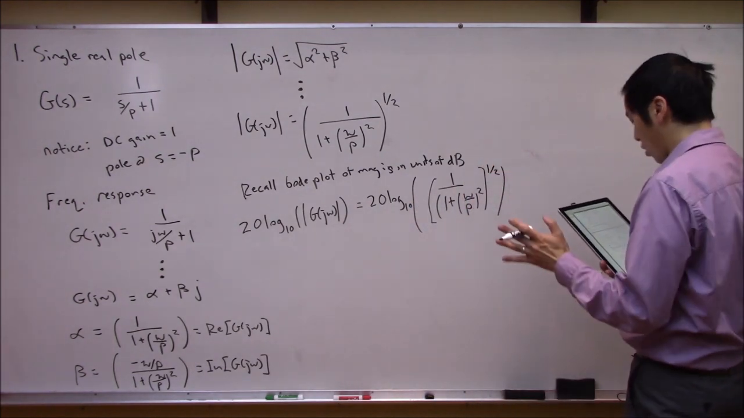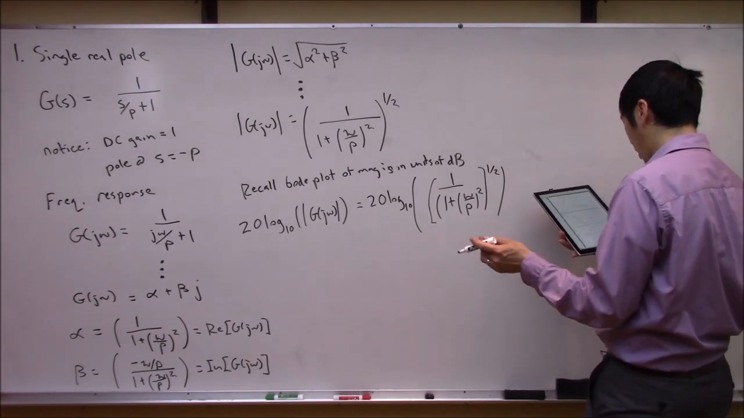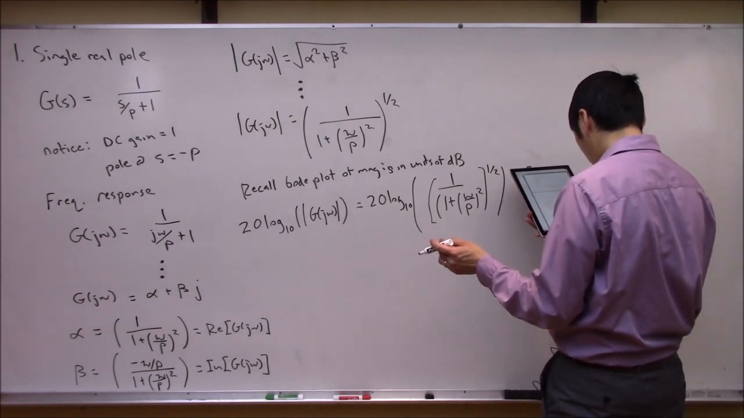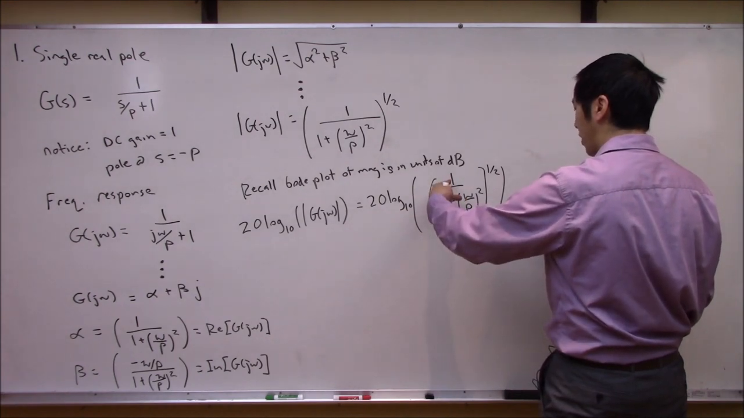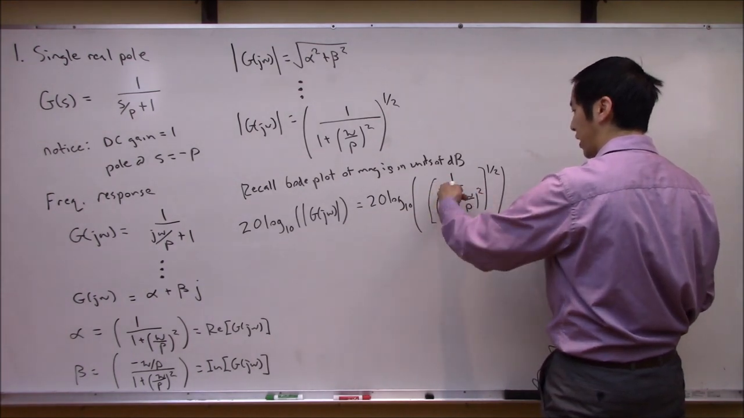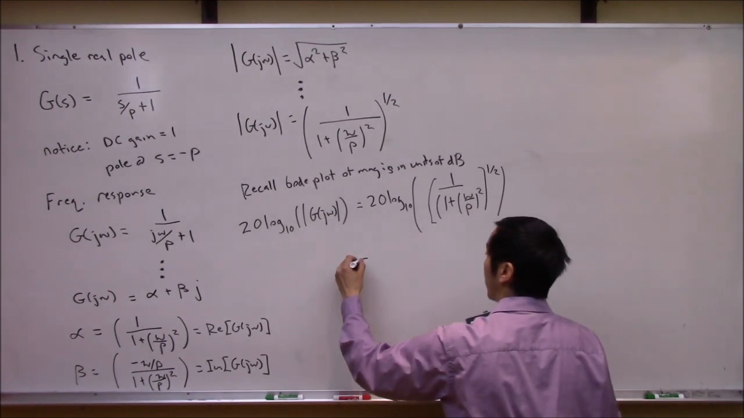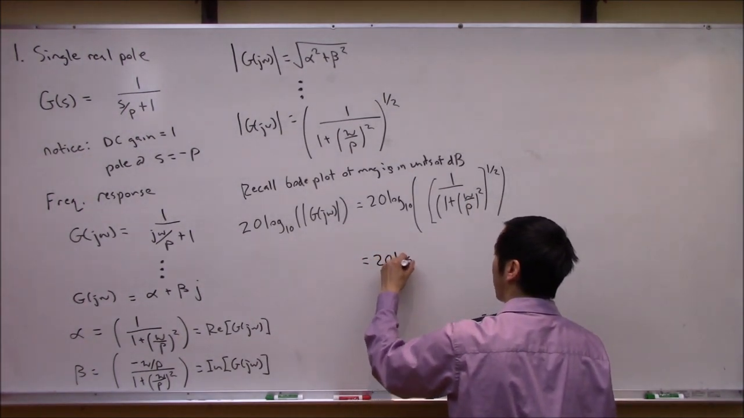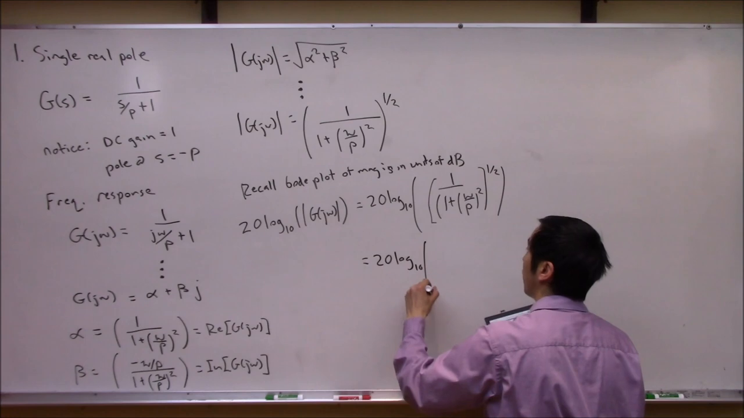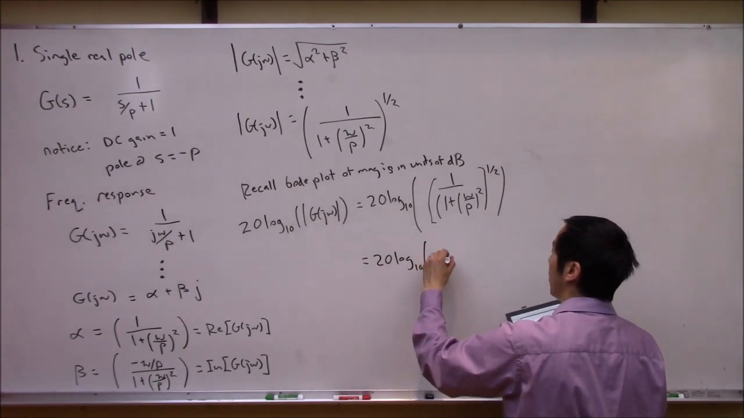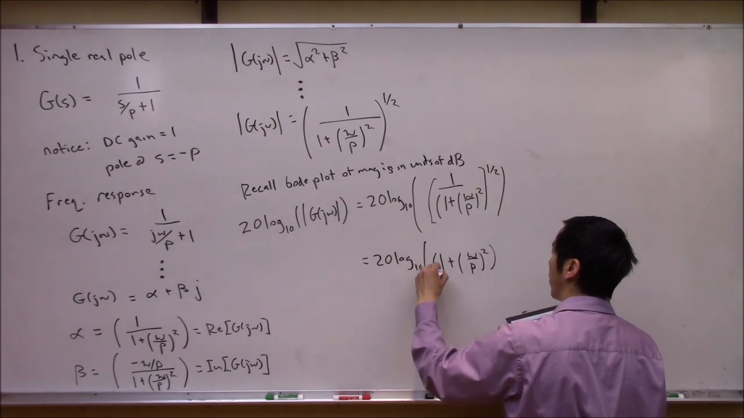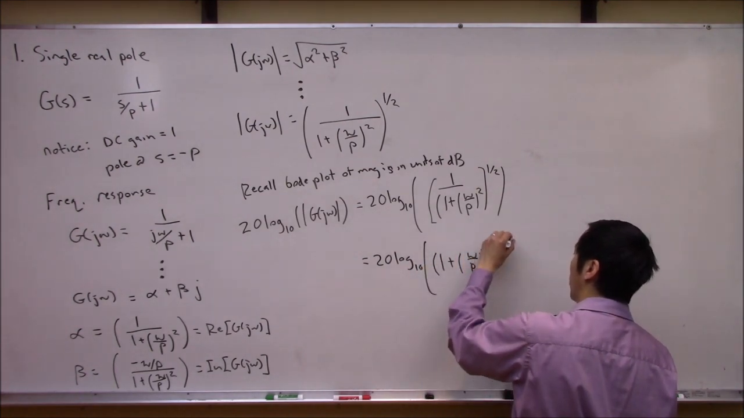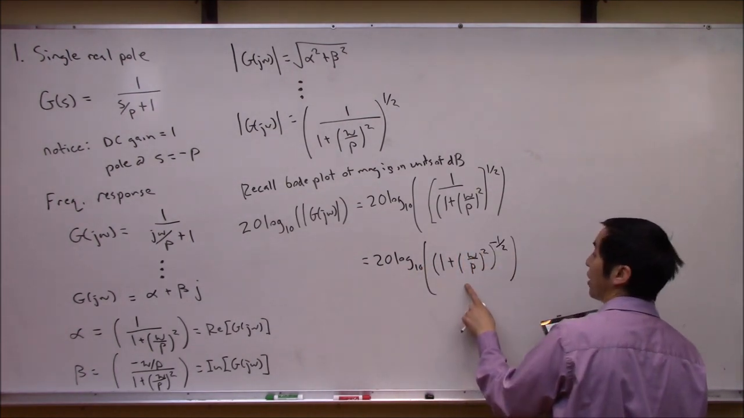There we go. Okay, so let's do a couple of calculations here. Let's flip the sign of this power so I can get this on the numerator. In other words, I can write this thing as 20 times log base 10 of 1 plus the quantity omega over p squared, and this whole thing is now raised to the minus 1 half power. I think everyone would agree I haven't messed with anything.